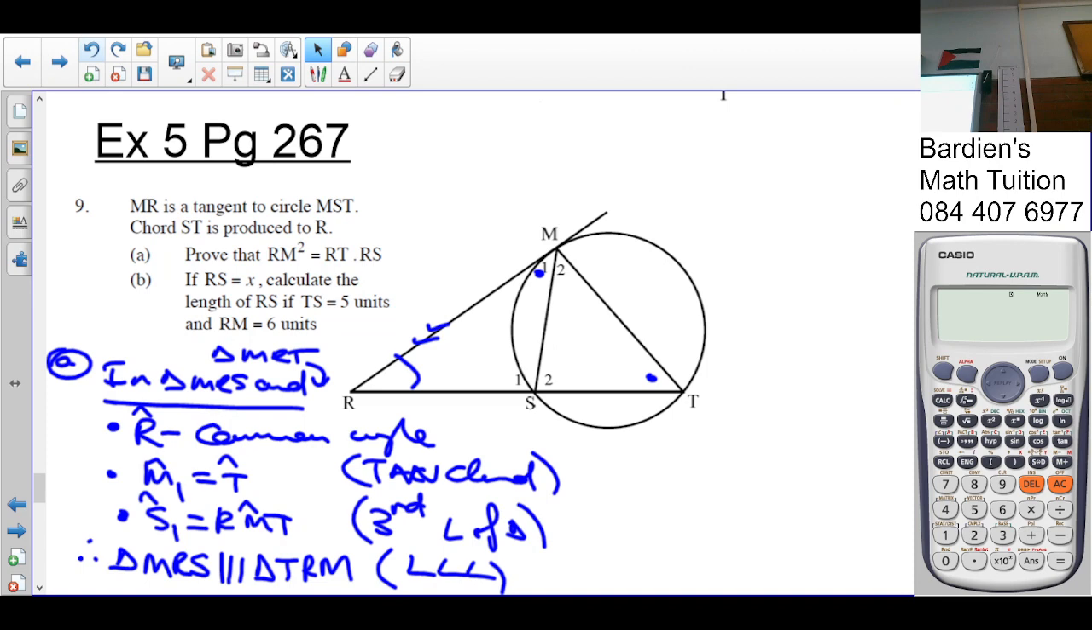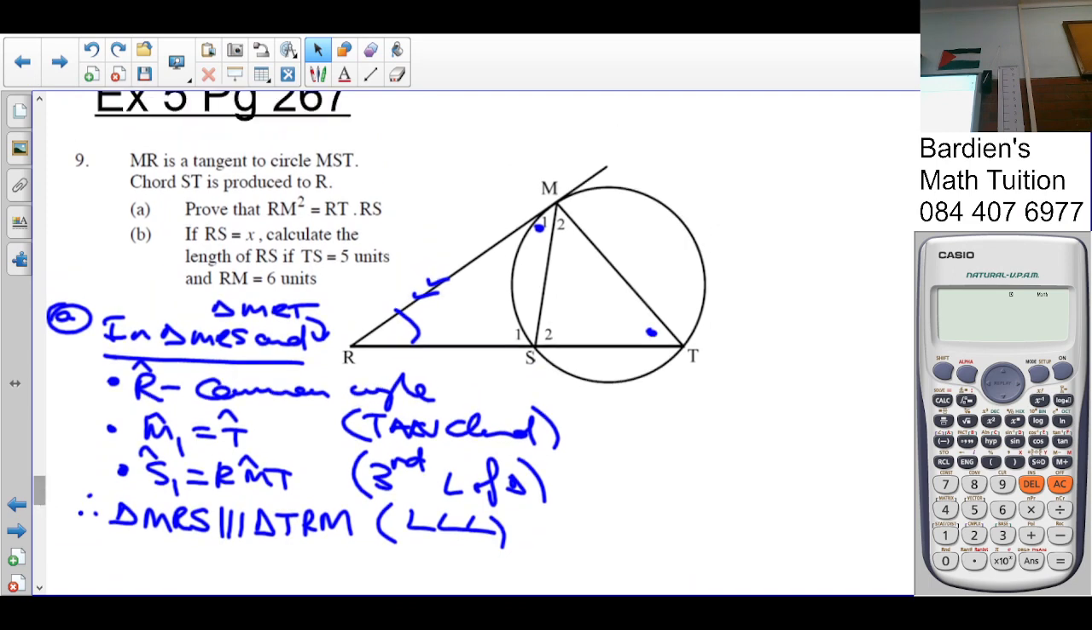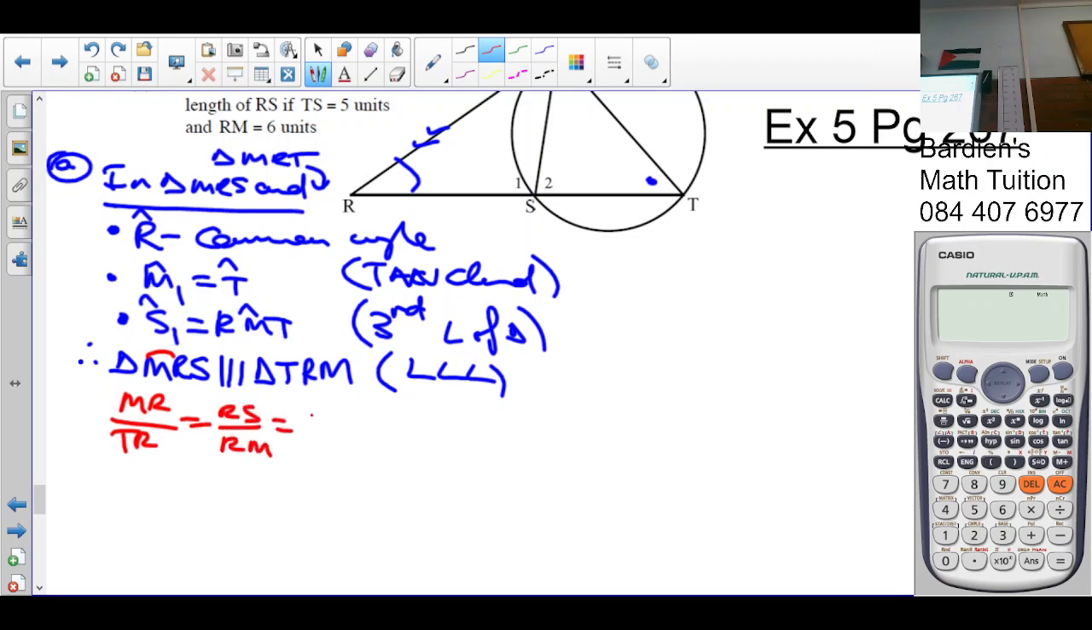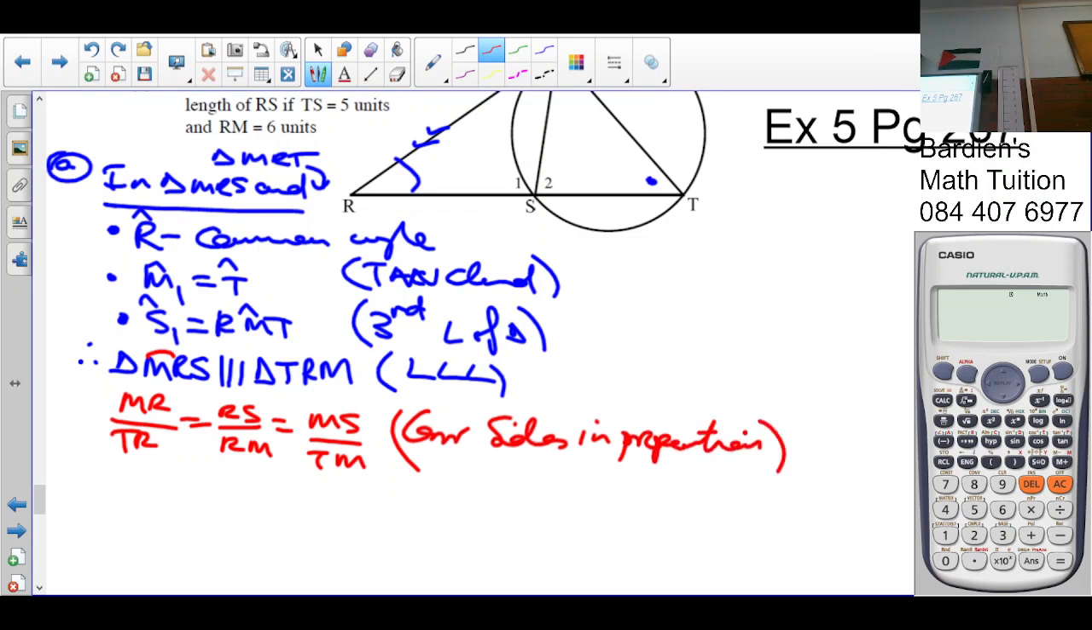So from here we can go with the distance story. We can firstly say now, we're definitely behind. We can say that MR over TR is equal to RS over RM equals MS over TM. Why? Because the corresponding sides are in proportion.